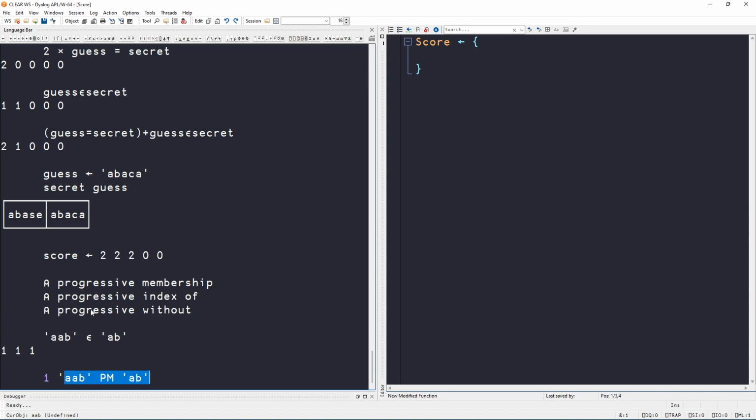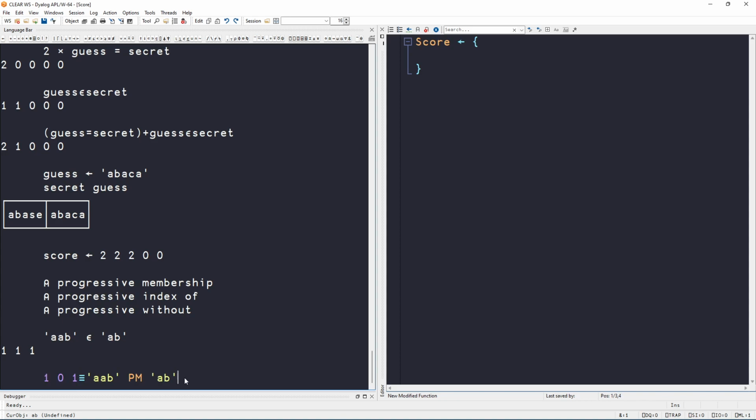Now, if we implement progressive membership, let's call it PM, the result here would be 1 because the first A exists in AB. But then we would get a 0. Why is that? Because this is the second letter A and we already used this one up. So are there any other A's in here? No, there's not. And that's why that's a 0. And then is there a B in AB? Well, yes, there is. So if we implement progressive membership, this is what we would get.